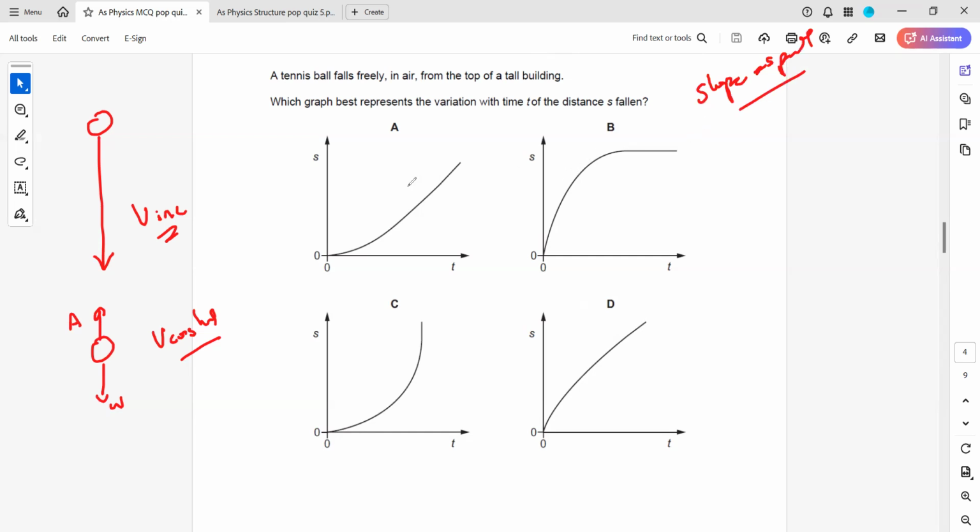So first the velocity is increasing, so the slope should increase. In the first part of the motion, the slope should increase, and then the velocity is constant because the air resistance balances with the weight. So it will move at a terminal velocity. In that case, A will be the right answer. So for falling objects with air, initially the speed will increase, so it will accelerate, and then the acceleration will be zero. It will move at a constant speed.